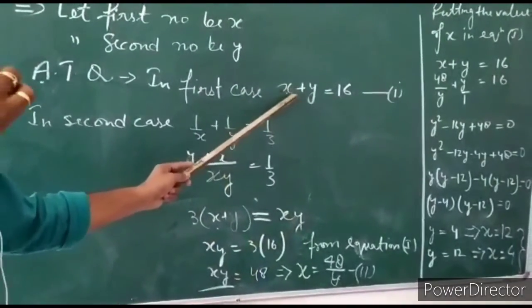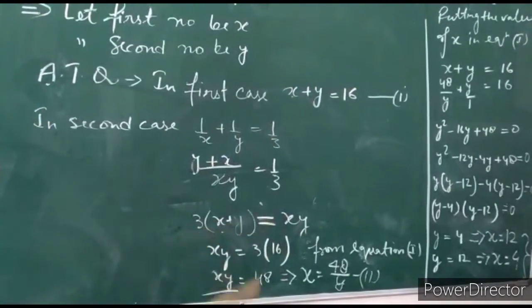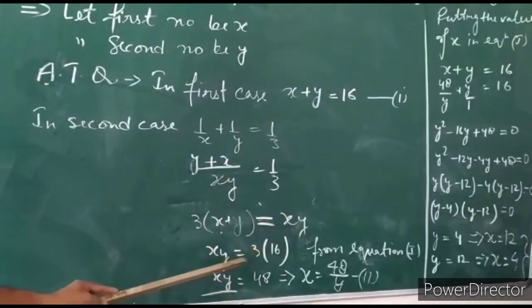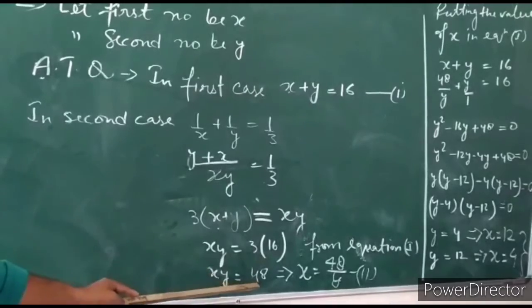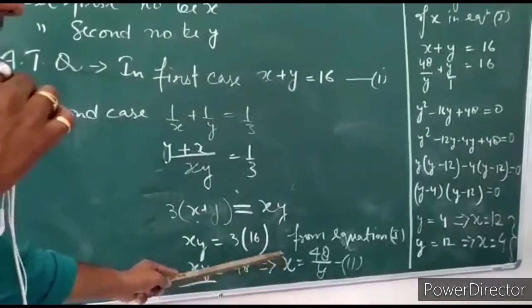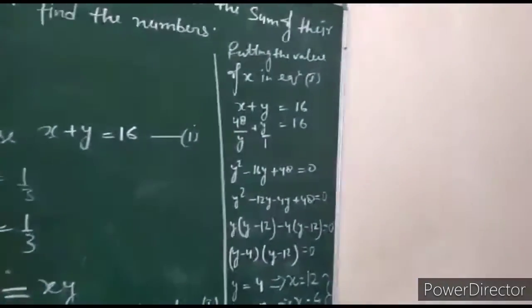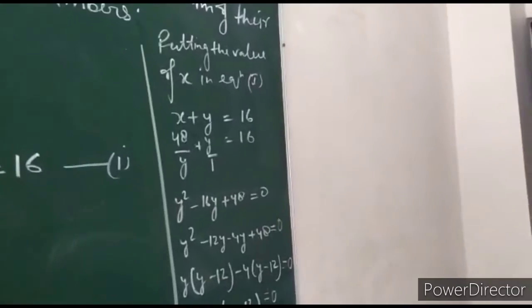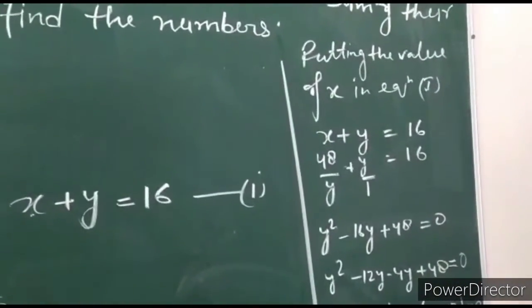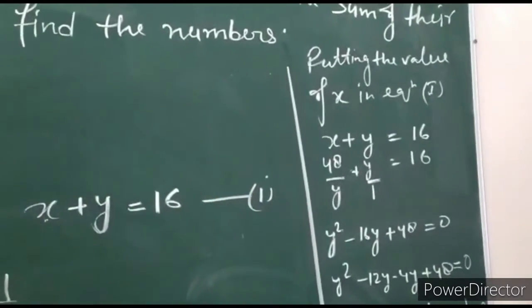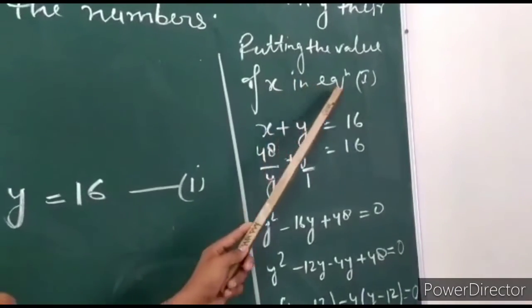Since in the first equation x plus y is equal to 16, we can put this value, therefore xy will be 3 into 16, which is equal to 48. Since xy is equal to 48, we can write x is equal to 48 upon y and represent it by equation second. Students, in this equation, we will use the substitution method. Since x is equal to 48 upon y, we will put this value in equation first.